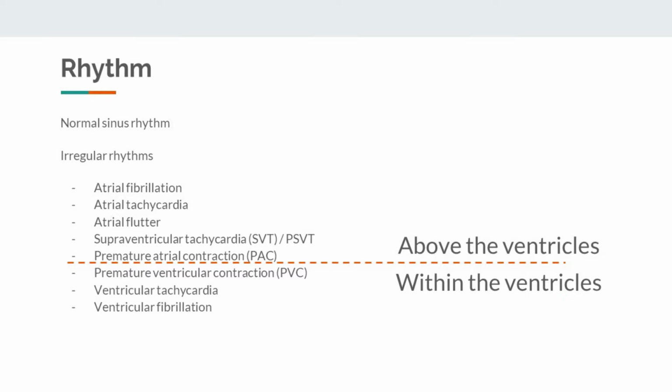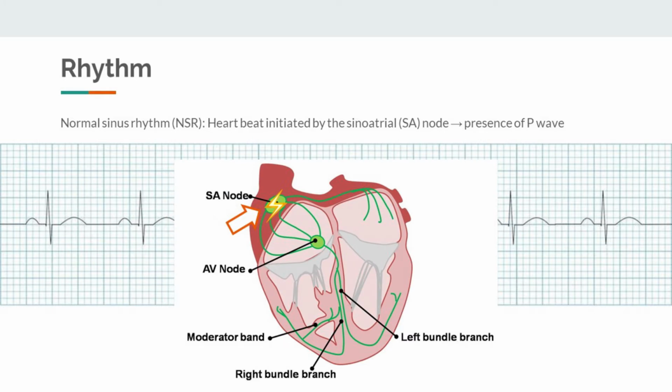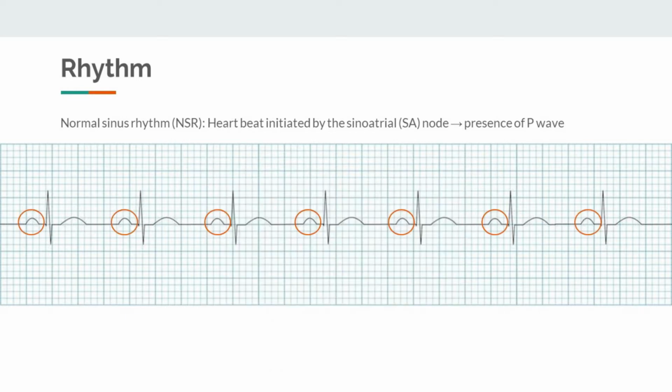We're also going to focus mainly on the EKG findings of these rhythms and not delve too much into their clinical manifestations or treatments. Let's start with NSR, or normal sinus rhythm. The term sinus refers to the fact that the heartbeat was initiated by the impulse that originated from the SA node and denotes a normal heart rhythm. On the EKG, this is seen as the presence of the P wave followed by a QRS complex. So whenever you see P waves, it will be a sinus rhythm.